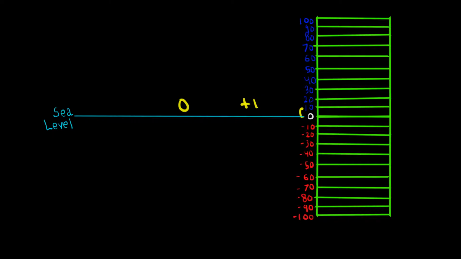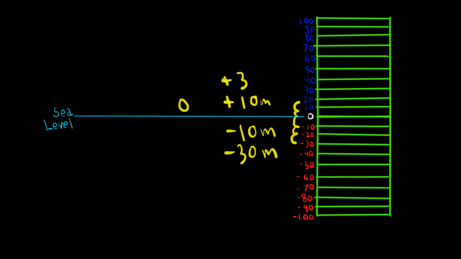Or if we decided to go below sea level and we want to see the wildlife or the ocean, then we could say we are minus 10 meters below sea level, and we can go down further to minus 30 meters below sea level. So notice how I was using the addition sign to indicate that we're moving up, and we use the minus sign if we were to move down.